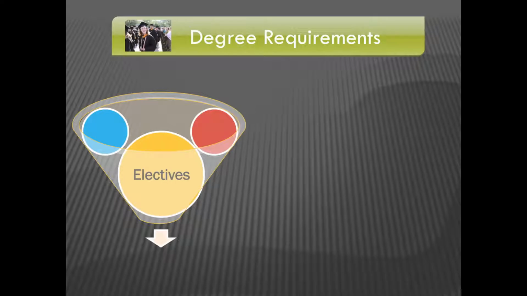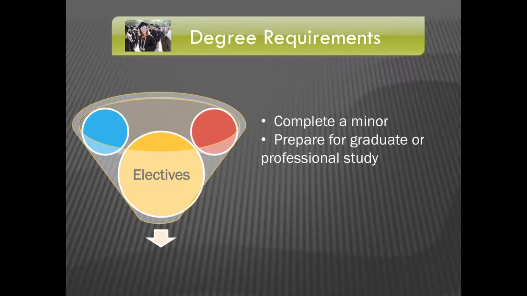Elective courses constitute the remaining credits required to complete the minimum 120 credits for your degree. Elective courses may be used to complete a minor, prepare for graduate or professional study, explore interests and talents, or perhaps pursue a second major.